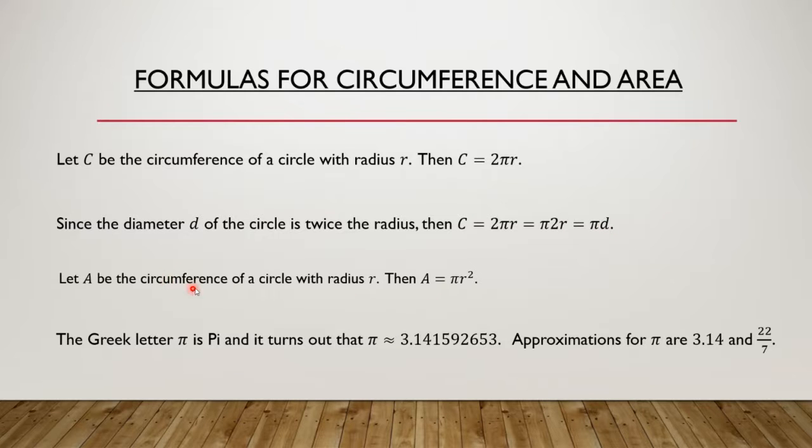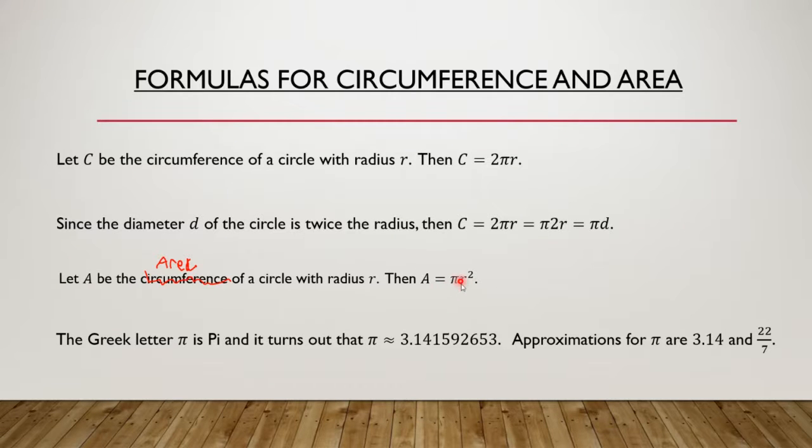Now, I don't know why this says circumference, this should say area, but the area of a circle with radius r, that should be area. I don't know how I missed that when I was going through these notes, but that's all right. Okay, but the area of a circle with radius r, that's pi times the radius squared.